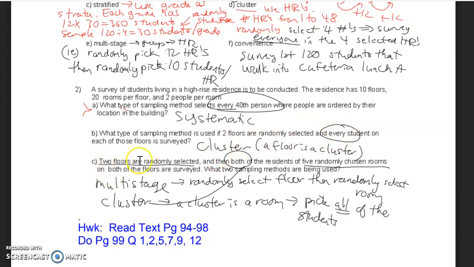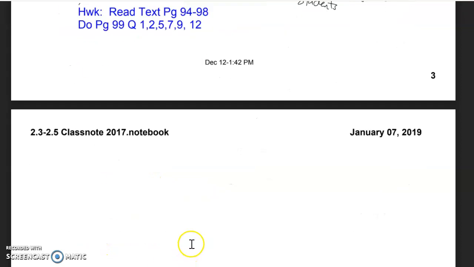Now here we have 2 floors are randomly selected, and then both of the residents of 5 randomly chosen rooms on both of the floors is surveyed. What 2 methods is used? This one's a little trickier. Okay, first it's multi-stage because you randomly select a floor and then you randomly select a room, or actually you randomly select 5 rooms. Then it's also cluster though, because you have to remember that there are 2 people in a room and you're selecting every one of them, both of them. So it's actually multi-stage cluster. Here's the homework right here.